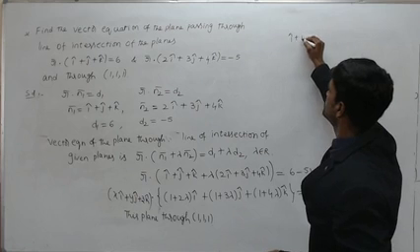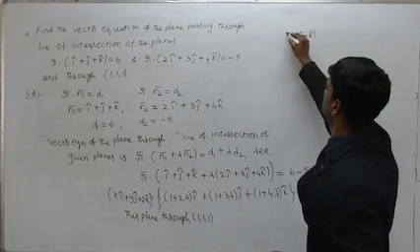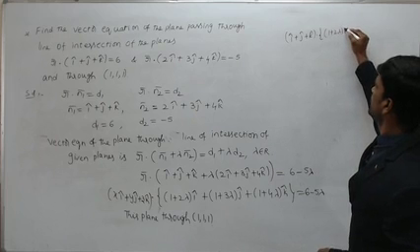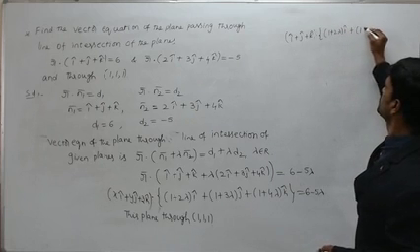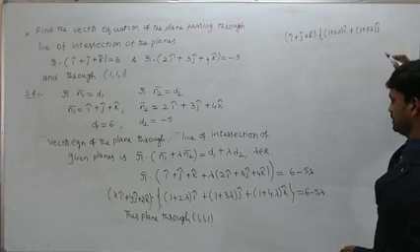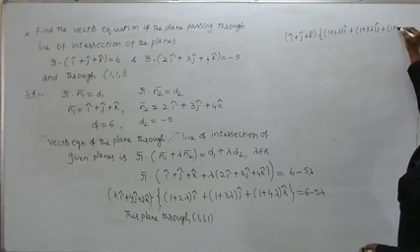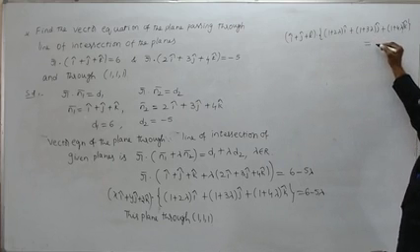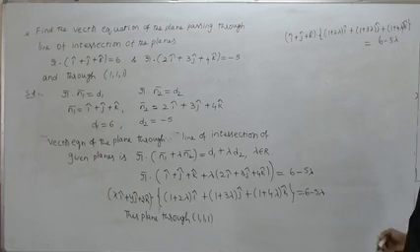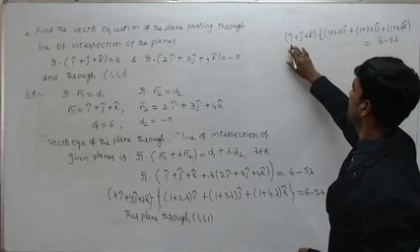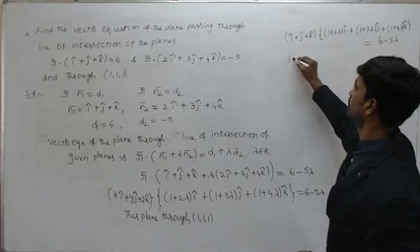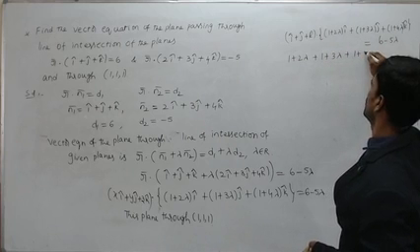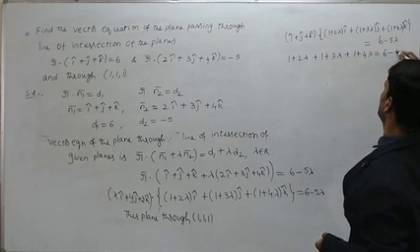i cap plus j cap plus k cap dot, what will you get? 1 plus 2 lambda into i cap, next plus 1 plus 3 lambda into j cap, next 1 plus 4 lambda into k cap, that is equal to 6 minus 5 lambda. So the dot product: i dot 1 plus 2 lambda into i cap gives 1 plus 2 lambda. Next 1 plus 3 lambda. Next 1 plus 4 lambda is equal to 6 minus 5 lambda.